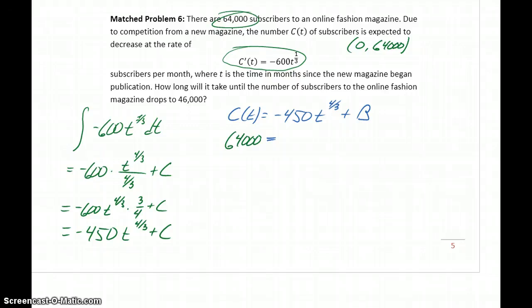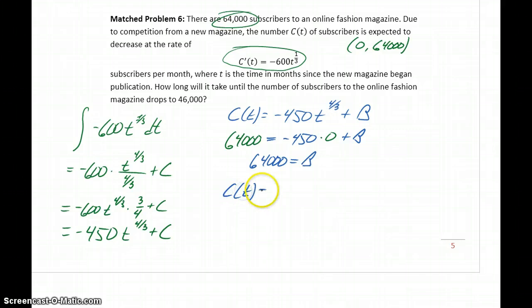which should be equal to negative 450 times 0 plus b, meaning our value for b is 64,000. So our function for number of customers after time t will be negative 450 t to the 4/3 plus 64,000.